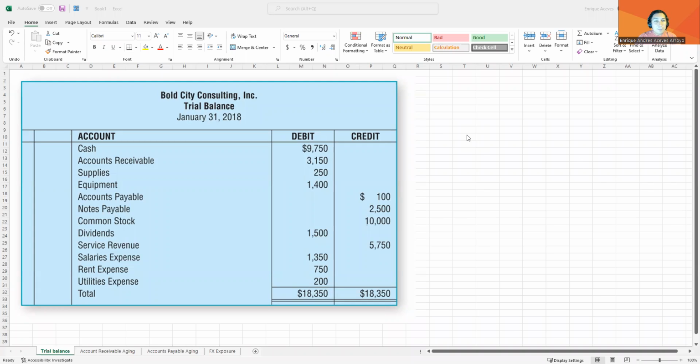So everything starts with a trial balance. I don't know if you remember what a trial balance is. This is the summary of all the chart of accounts on any accounting system. And here you will see the final balance of all the debits and credits on each account. The important part here is that you will have to figure out from each account what is the exposure to a foreign currency.